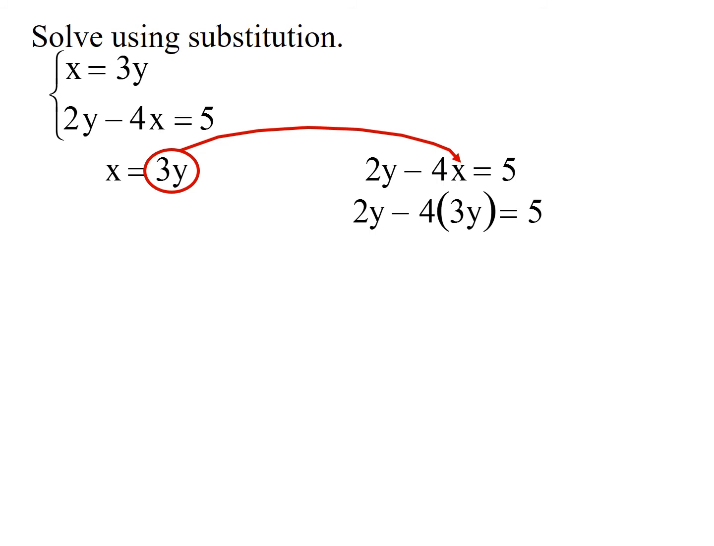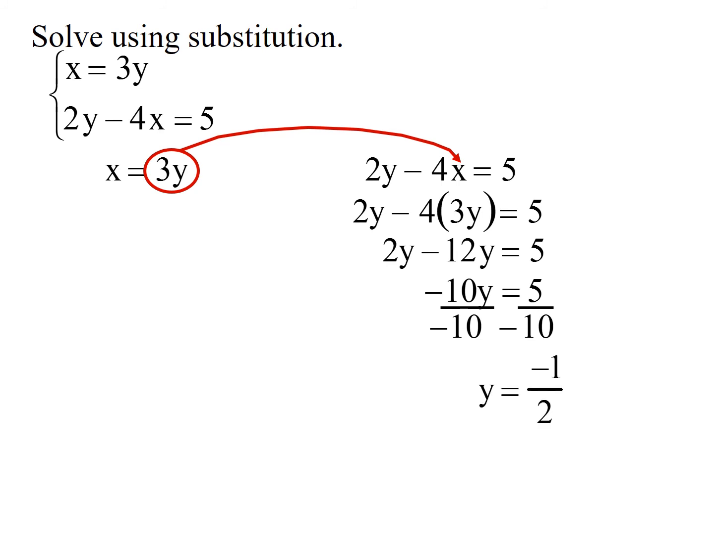That eliminates my problem of having two different variables in my equation, and it gives me only one variable, and now I can use our normal equation solving methods to get this done. So I'll go ahead and multiply the 4 and the 3, then I'll combine my y's, and now I'll solve. So now we can know that y is equal to negative 1/2.